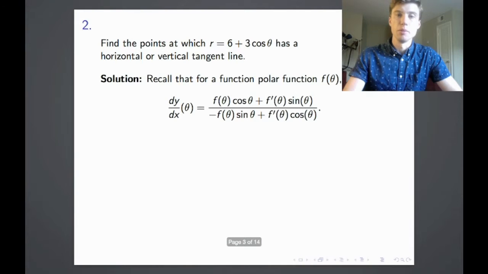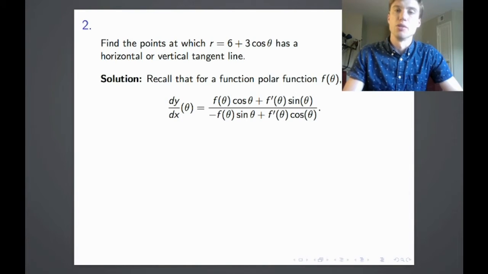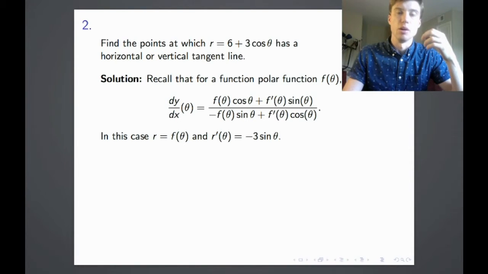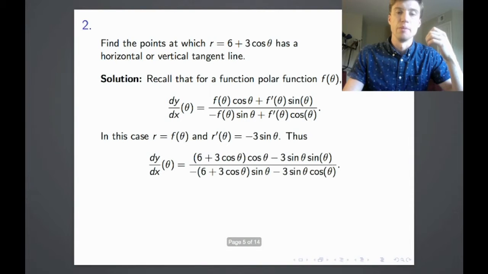Let's take a moment to recall how to take a derivative in polar coordinates. We have a polar function f of theta. The derivative dy/dx as a function of theta is given by the following formula. In our case, our derivative will just be negative 3 sine theta, and we can plug in this derivative along with the original function to find dy/dx as a function of theta.